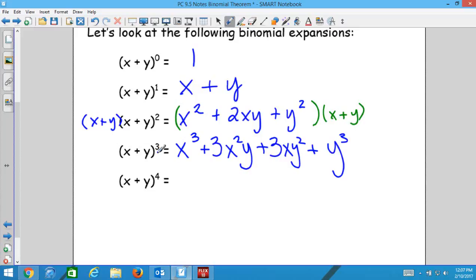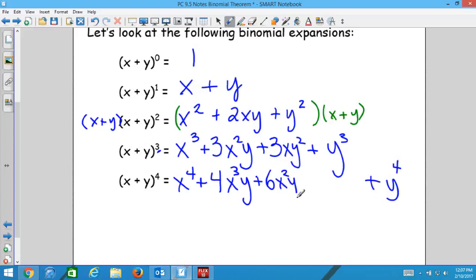What do you think this one is here? That one's x to the 4. What do you think the last one is? That is correct. The next term starts with a 4, and then x to the third, y. My bad. And then we have a 6, x squared, y to the second, and then we have another 4, x to the first, y to the third, right?